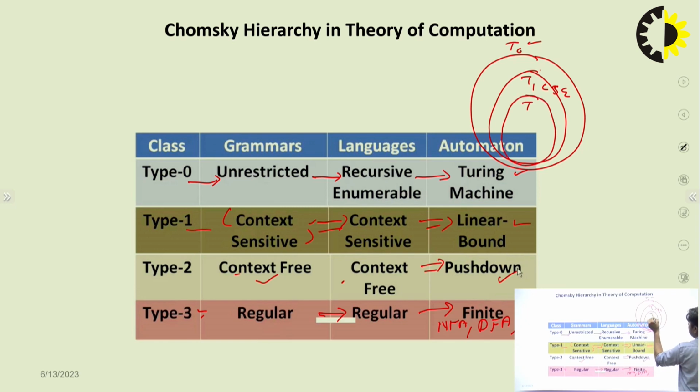And type 2 grammar is known as CFG, context free grammar, which generates context free languages accepted by the pushdown automata. And type 3 is regular grammar, which generates regular languages accepted by finite automata. This is the Chomsky hierarchy.